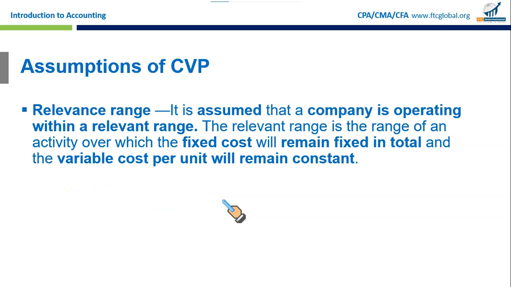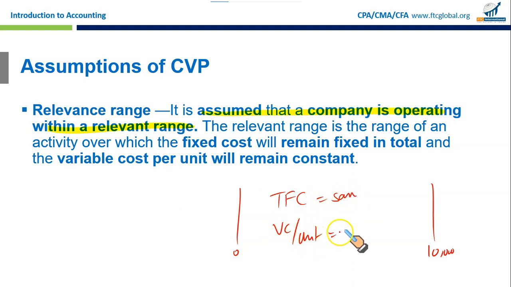Next assumption is that the company is operating within the relevant range. Relevant range is a boundary. Maybe it is because of the contract with your workers or the production capacity of your machine, a specific range of production from 0 to 10,000 units. This is the specific range. Within this relevant range, within this boundary, two things will be observed. Your total fixed cost stays the same, and your variable cost per unit stays the same.